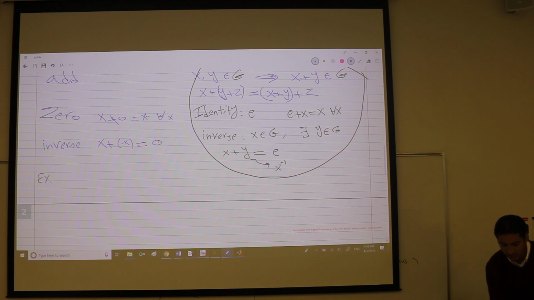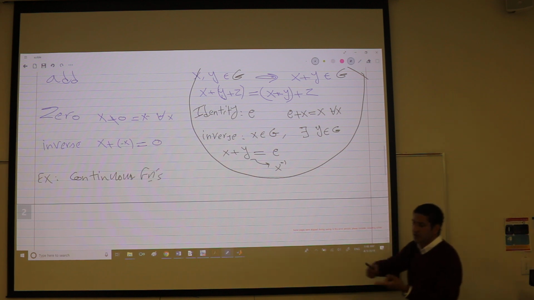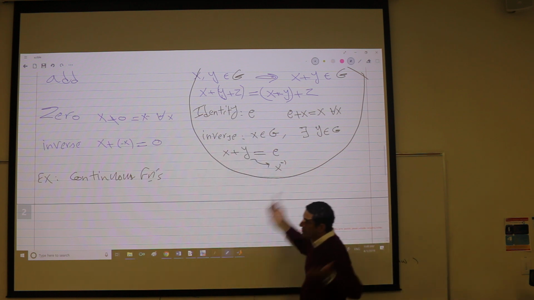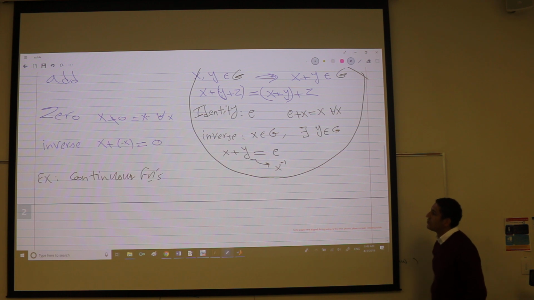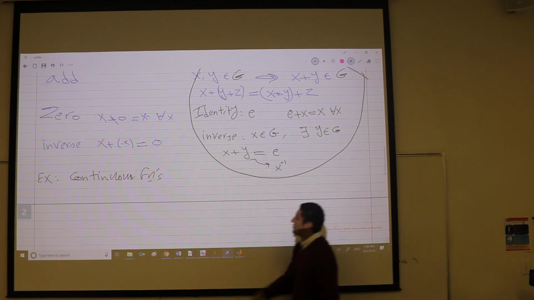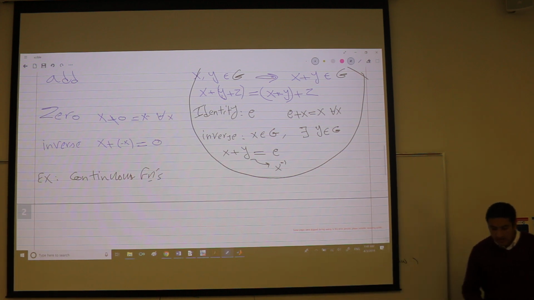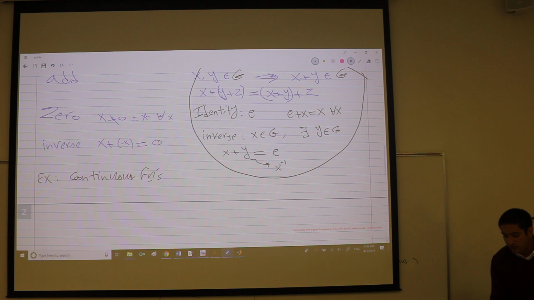examples, we can have continuous functions, for example. We can add two continuous functions to get a continuous function. We have the zero element. When we add it to any continuous function, we get the same function again. We have the inverse, so it's again just the negative of the function. The operation doesn't have to be addition.